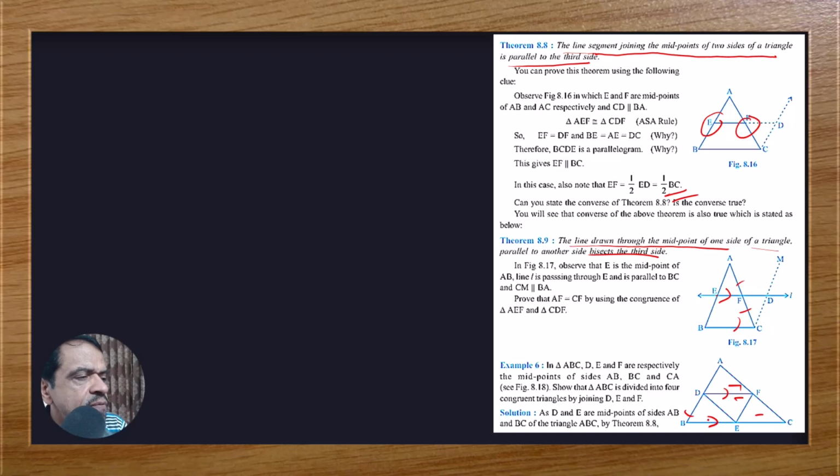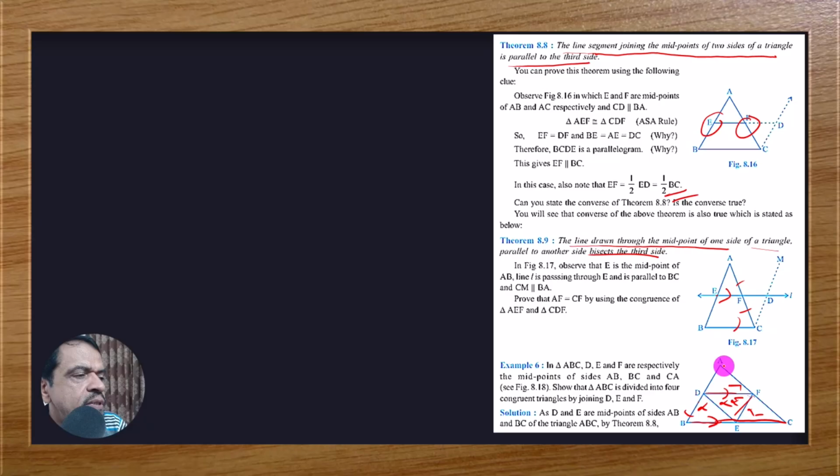So this will be parallel to this side. DF and BE are parallel and equal, and these are also parallel, so this is a parallelogram. By the property of a parallelogram, a diagonal divides it into 2 congruent triangles, so these two parts are equal. Similarly, DF is also equal to EC, because it is half of BC. In the same way, DECF is also a parallelogram, so the diagonal divides it into two equal parts.